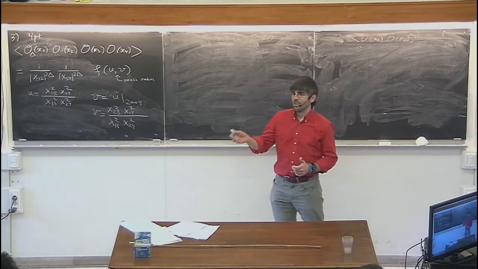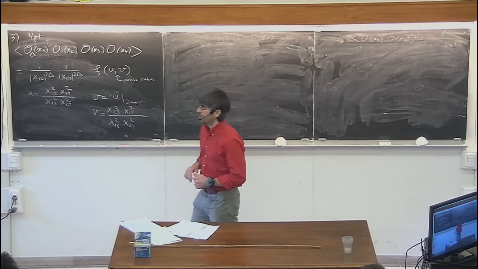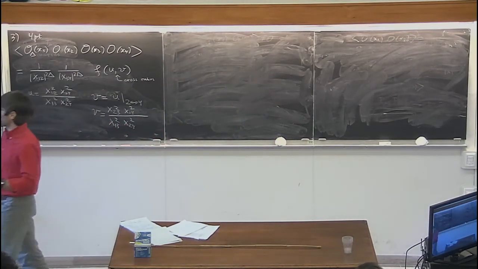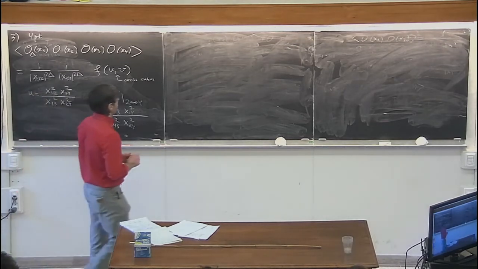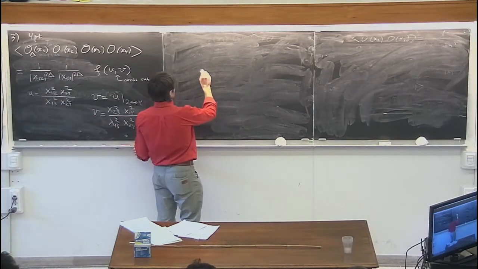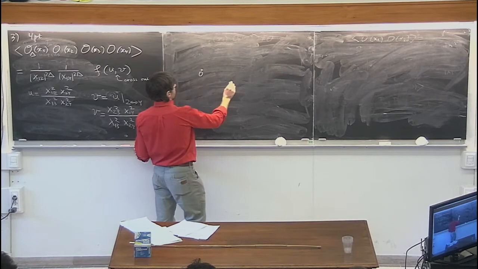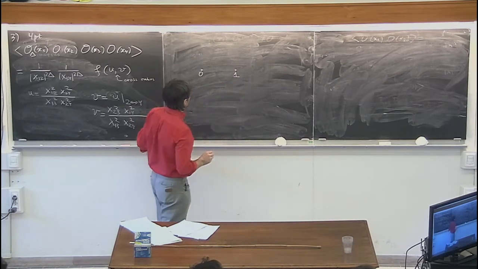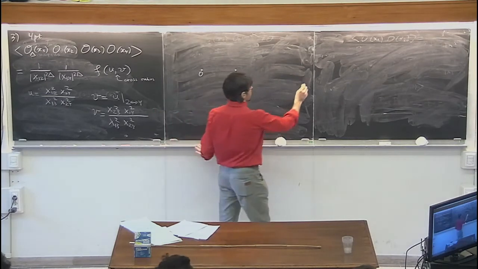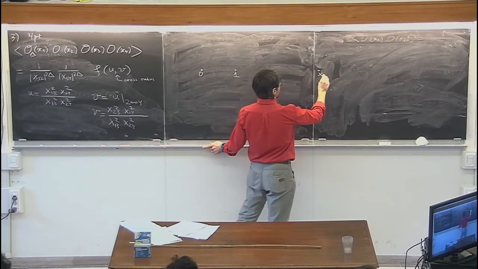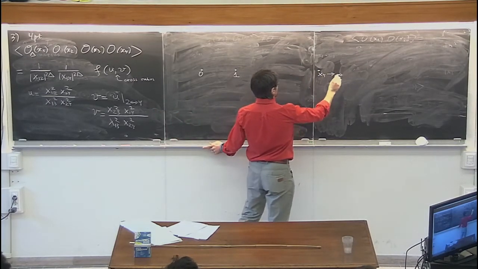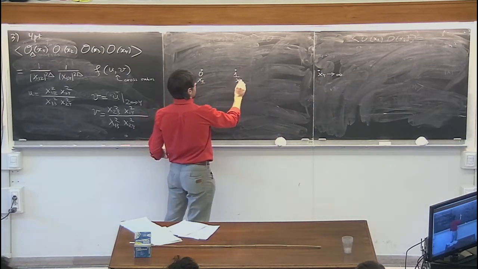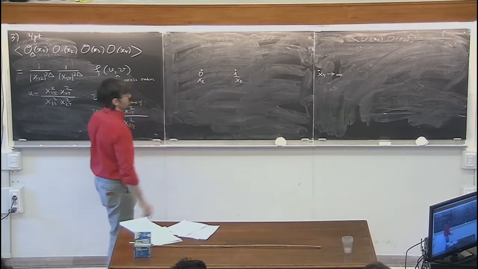Now, once you set one point to infinity, you can apply a combination of scaling and rotation to set one point to 0, to the origin, and one point at distance 1 from the origin. Let me call it 1. So one point was sent to infinity. Let's call it x4 going to infinity. And then this is x1 and this is x3. I just chose it like this.